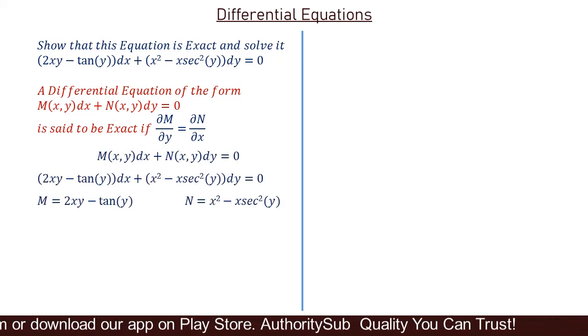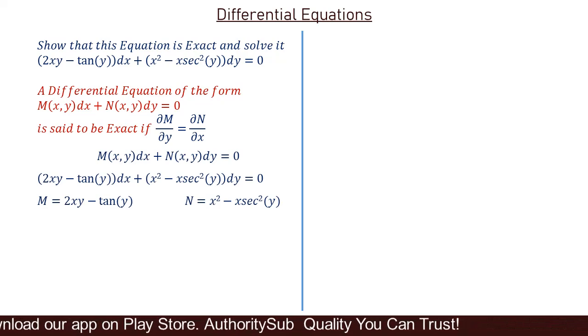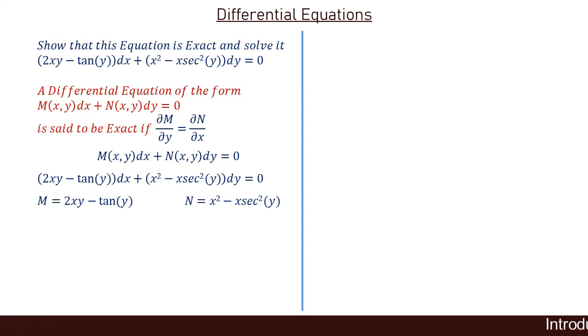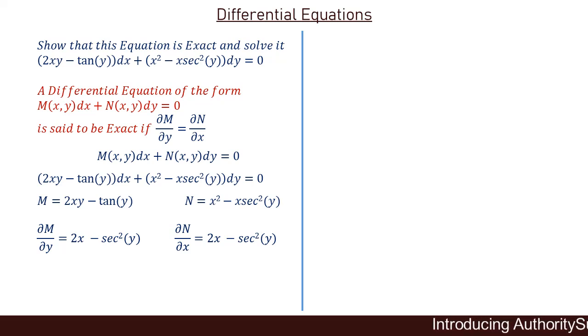So the part that is having dx, let's call it a letter M. The part that is having dy, let's call it a letter N. So we're going to differentiate M partially with respect to y and differentiate N partially with respect to x and see if these two partial derivatives are going to be same. Now let's go. When we differentiate M partially with respect to y, here that we have 2xy, differentiating with respect to y is going to give you 2x, then minus tan y, when we differentiate it with respect to y, is going to give you sec² y.